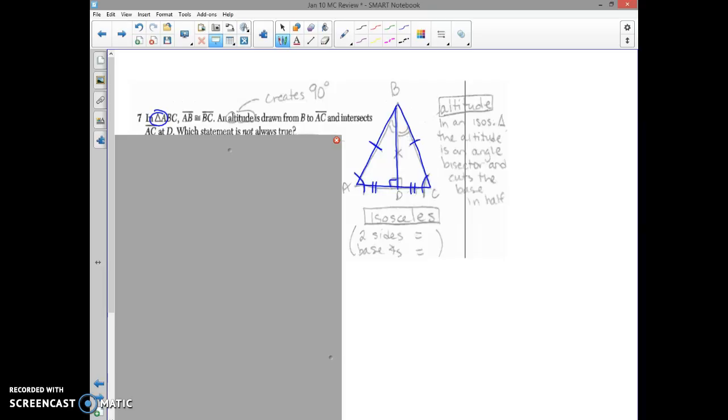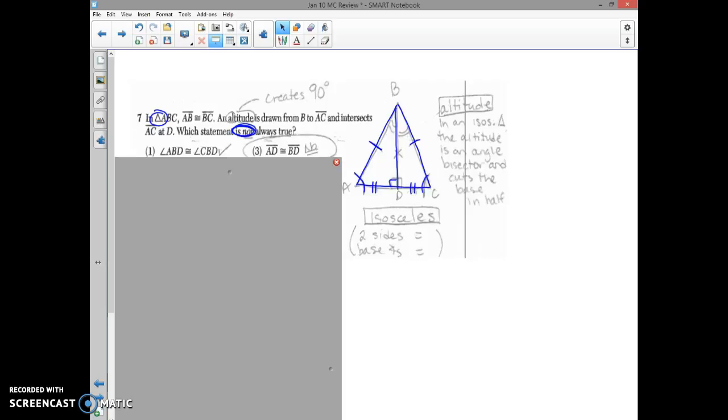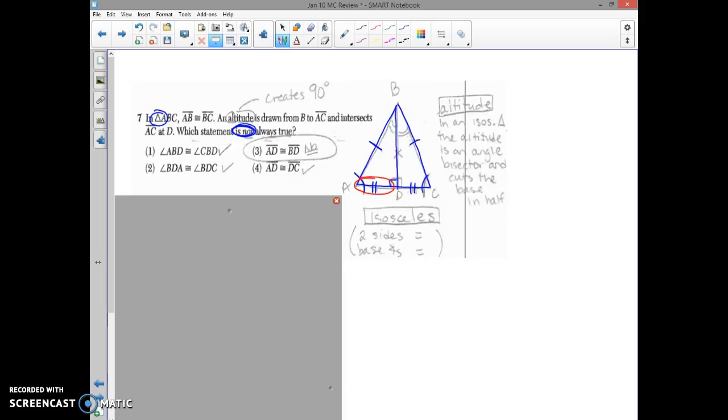However, notice in the question, important, italicize. Which one is not always true? Look for the one that is not always true. Pause now, look through the answers, and come back and see if you got it right. Let's hope you came up with choice 3. This is AD is not always congruent to the altitude. They do not have a relation to each other.